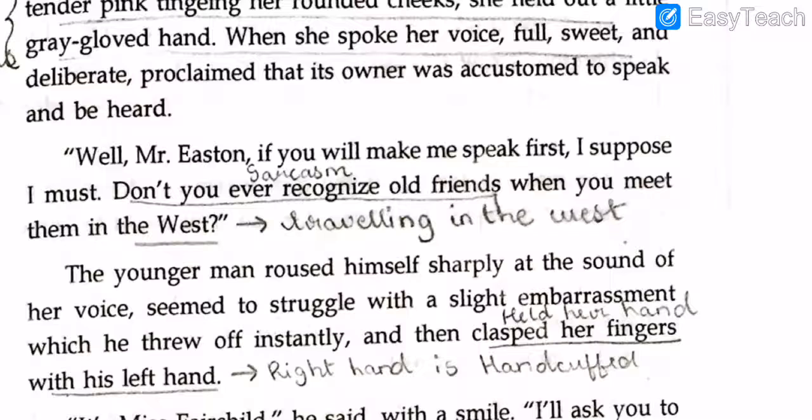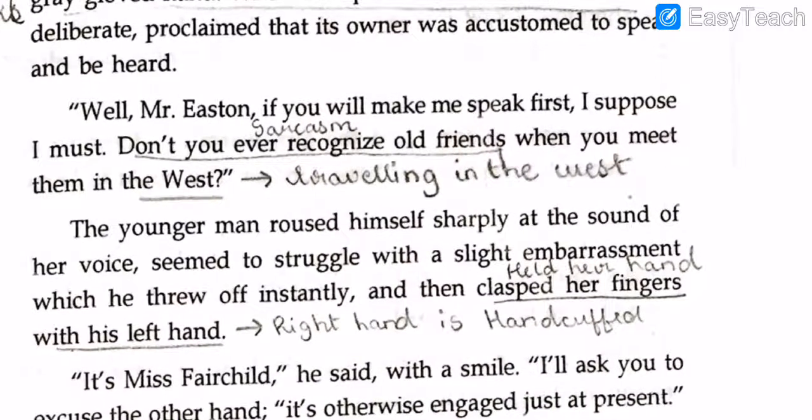So she says, don't you ever recognize old friends when you meet them in the West? This means that both of them were old friends and they knew each other, right? This means that they're, of course, traveling in the West, and their stop is somewhere in the West or the East, all right?